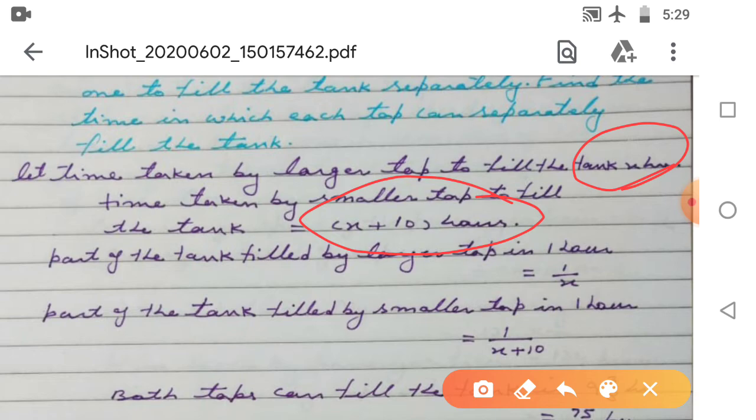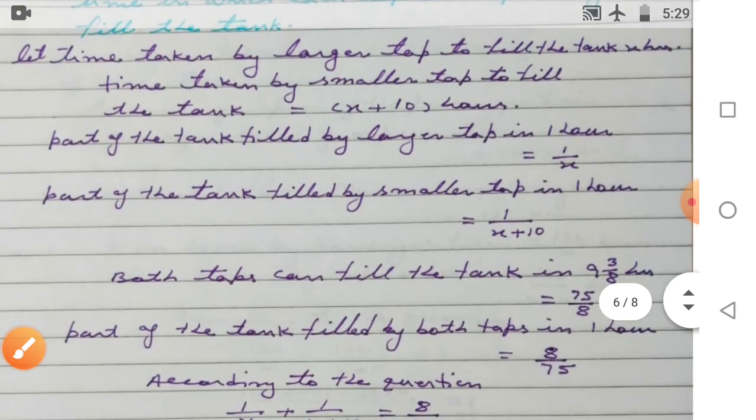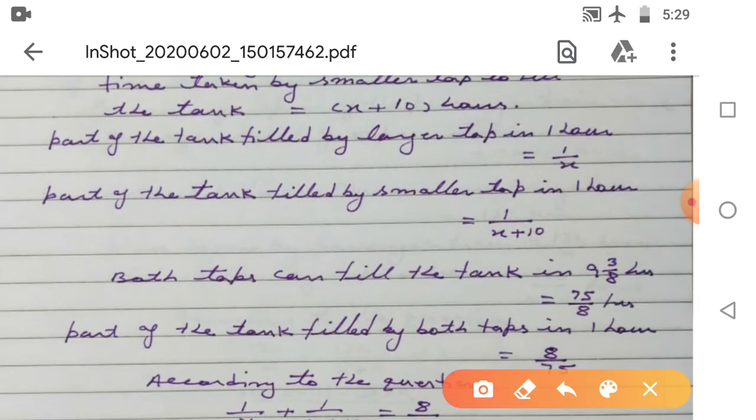Let the time taken by larger tap to fill the tank be x hours. So, the time taken by smaller tap to fill the tank is x plus 10 hours. Is it clear? Right. Now, part of the tank filled by the larger tap in 1 hour is 1 by x part of the tank, and part of the tank filled by a smaller tap in 1 hour is 1 upon x plus 10, right.